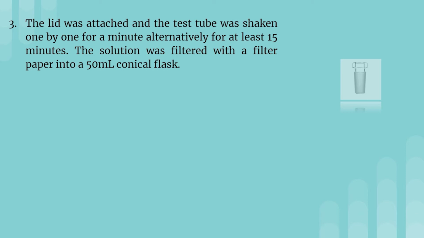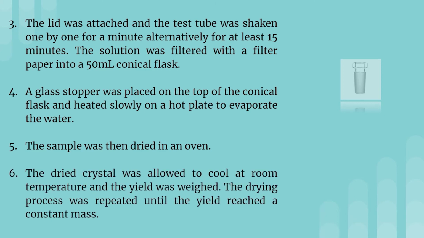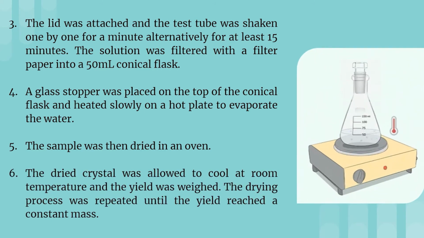The solution was filtered with filter paper into a 50 ml conical flask. Next, a glass stopper was placed on top of the conical flask and heated slowly on a hot plate to evaporate the water. Next, the sample was dried in an oven. And the final step, the dried crystal was allowed to cool at room temperature and the yield was weighed. The drying process was repeated until the yield reached a constant mass.